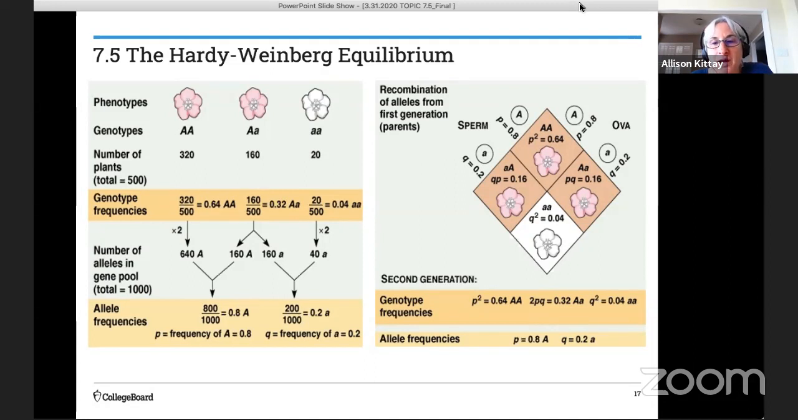The image on the right just shows why that 2PQ comes about. If you take the gametes from the parents, you see the egg and sperm, and you can see that there's two ways to get that heterozygous genotype. There's little a, big A, and there's big A, little a. So that's where the 2PQ comes from.